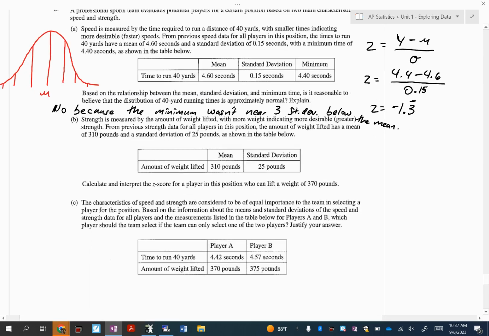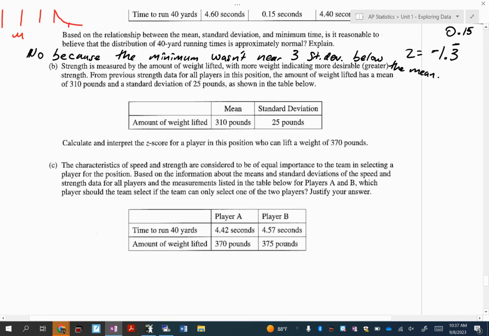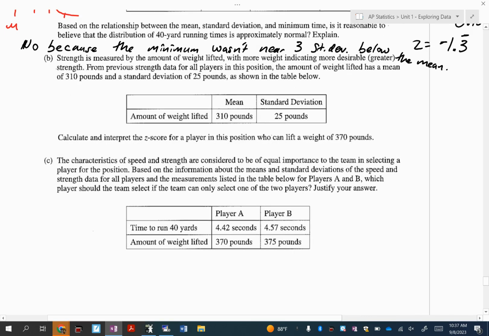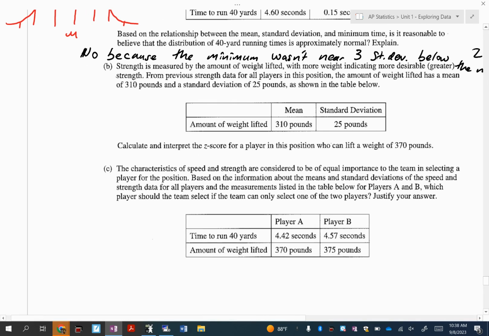Okay, let's go to B. So letter B is giving us some information about strength or the amount of weight that is lifted. And it gives us a new mean of 310 and a new standard deviation of 25 pounds. Calculate and interpret the z-score for a player in this position who can lift a weight of 370 pounds.